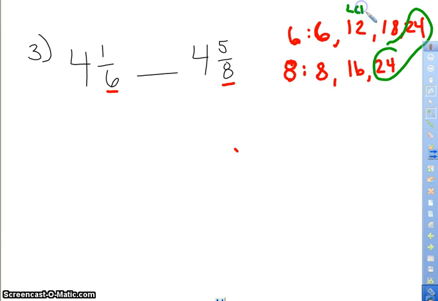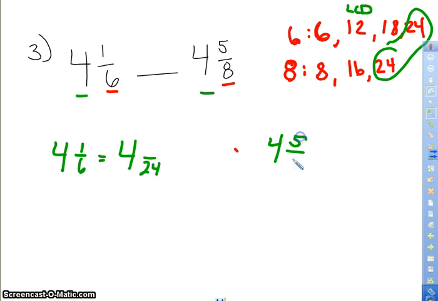Okay. Now, because the whole number in my mixed number is a 4, I know that those are already equal. So that's why I have to compare my fraction. So I'm going to do 4 and 1/6, and that's going to equal 4 and something over 24. 4 and 5/8 is going to equal 4 and something over 24.